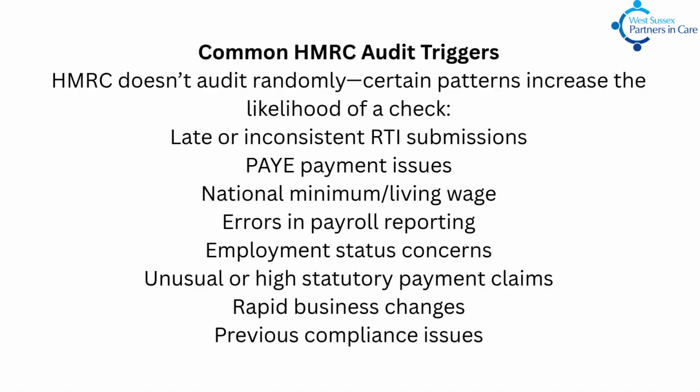Likewise, unusually high or inconsistent claims for statutory payments, such as sick pay or parental leave, can appear anomalous and warrant closer examination. Rapid or significant changes within a business, including sudden growth, restructuring, or shifts in payroll size, may also act as triggers, as these changes can sometimes lead to transitional errors or gaps in compliance. Finally, organizations with a history of previous compliance issues are more likely to be subject to further review, as past behavior is often used as an indicator of future risk. By recognizing these common audit triggers, businesses can take proactive steps to strengthen their payroll processes and ensure ongoing compliance with HMRC requirements.